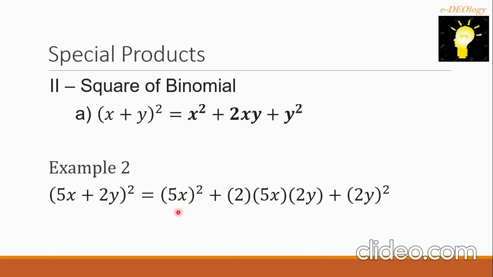And then simplify each term. So the 5x power 2 becomes 25x squared. The middle term, 2 times 5 is 10, times 2 is 20. And the xy will just include. So the middle term is 20xy plus the last term, the 2y is squared. It's now equal to 4y squared.